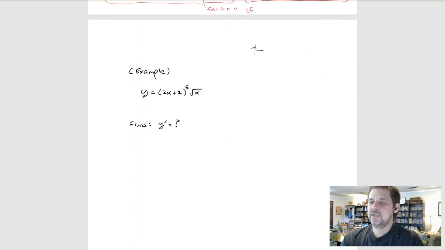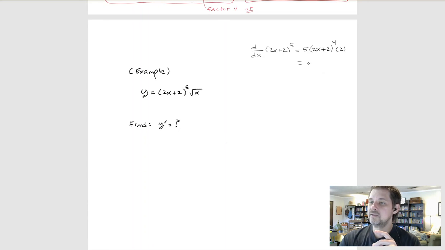So here's some shorthand. The derivative with respect to x of 2x plus 2 to the 5th power, I would find that derivative by the chain rule. Okay, because it's u to some power n. So here's my notation. It says I'm finding the derivative with respect to x. That means that the variable is x in there. And it is otherwise a chain rule type problem. So our derivative is 5 times 2x plus 2 to the 4th power and then times 2.